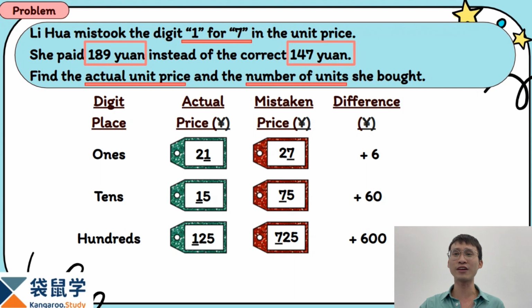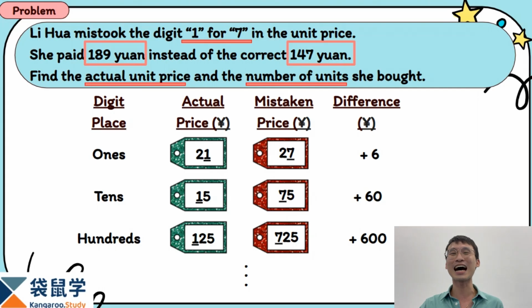Let us now understand the relationship between the digit place of the mistake and the price difference. Is the price difference larger as the digit place changes from ones to hundreds? Very excellent observation. As the digit place moves from ones to hundreds, the difference gets larger. So, the difference depends on which place the mistake happened in. Now, there are so many other possibilities in which the mistakes could have happened for Li Hua. So, which is the exact place that the mistake happened?